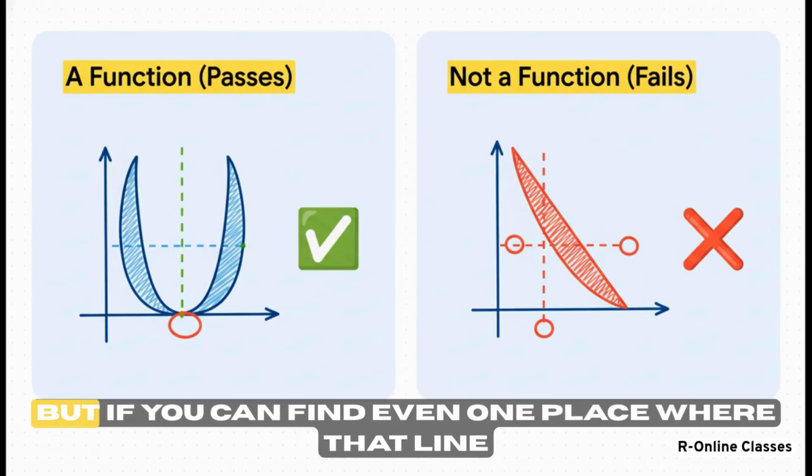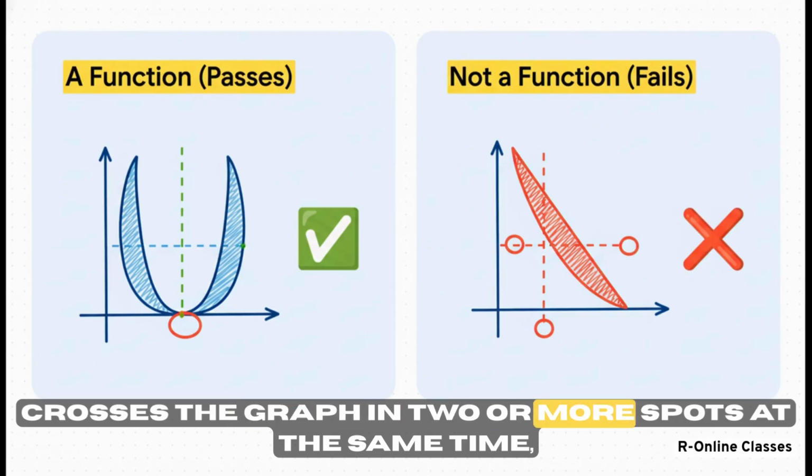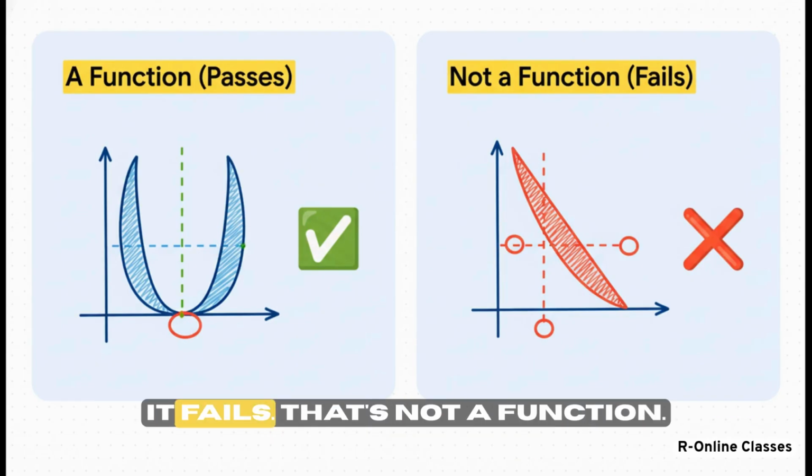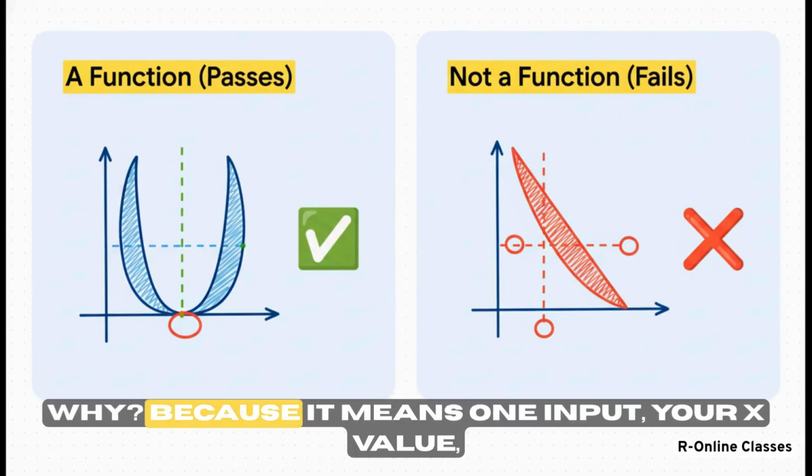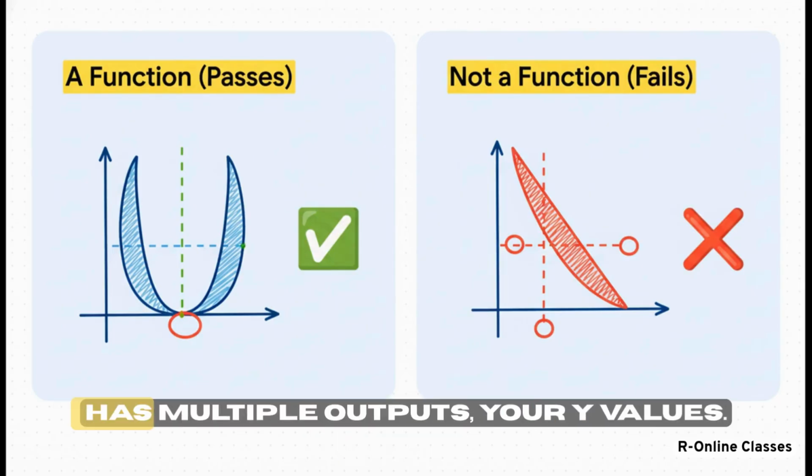It passes. But if you can find even one place where that line crosses the graph in 2 or more spots at the same time, it fails. That's not a function. Why? Because it means one input, your x value, has multiple outputs, your y values.